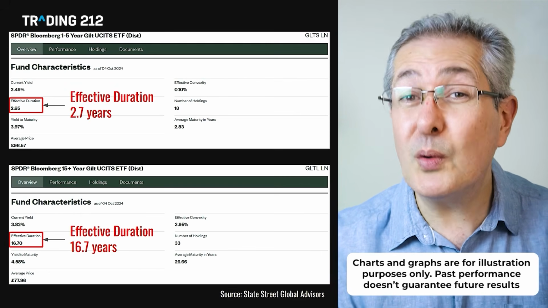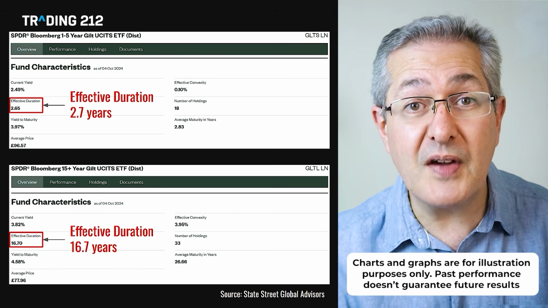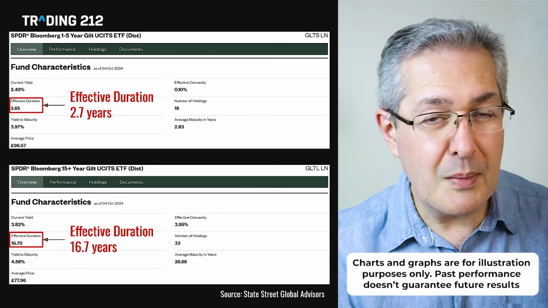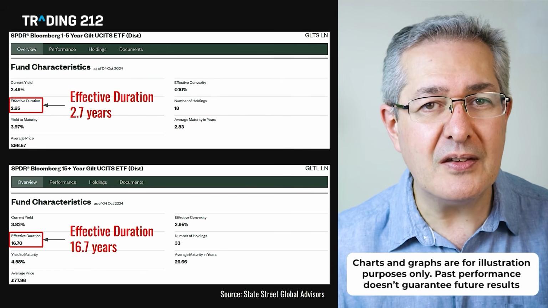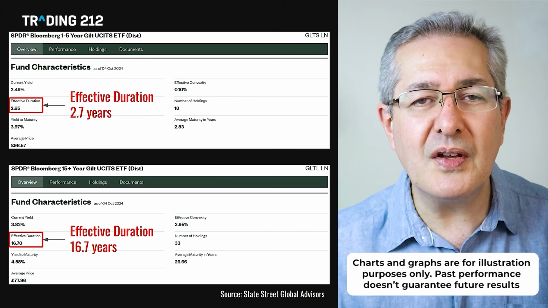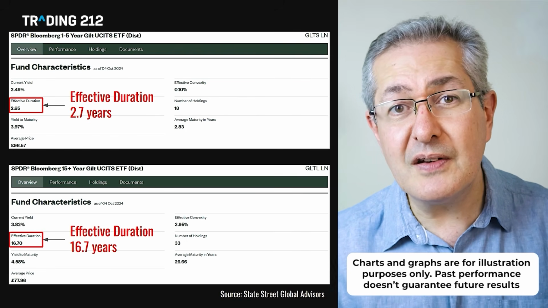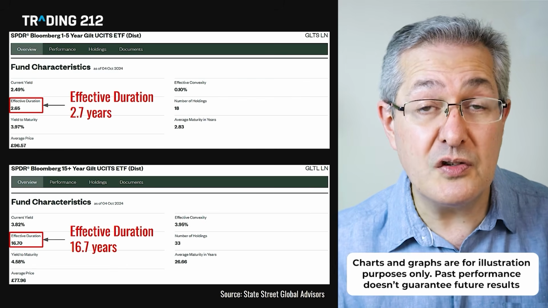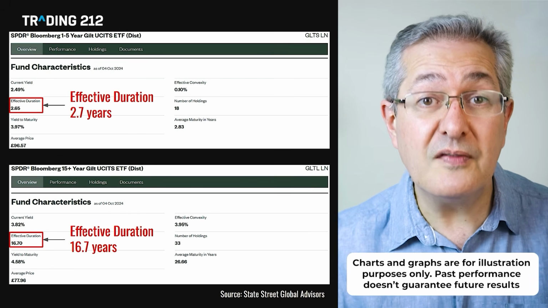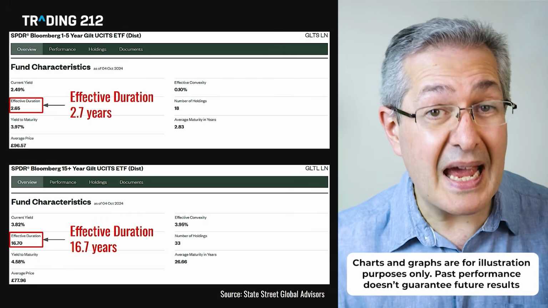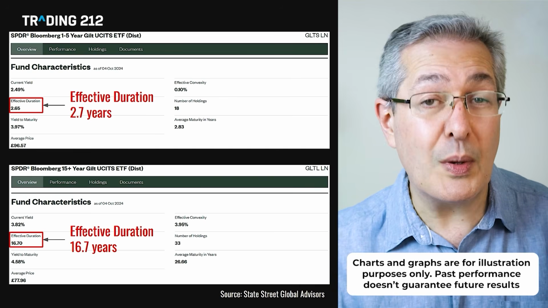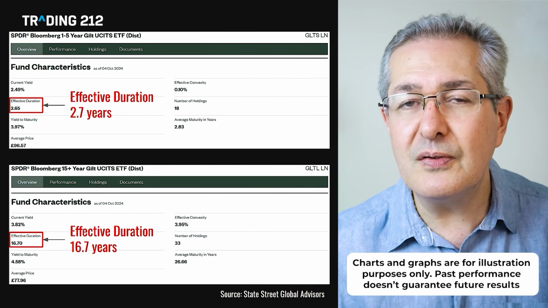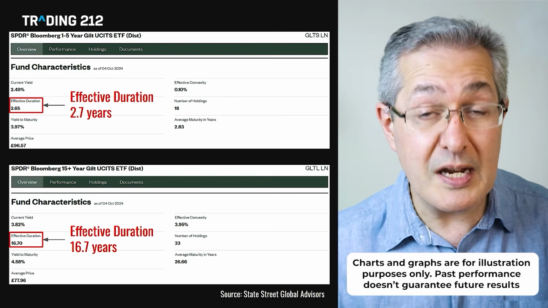The most important interest rate risk measure for a bond fund is its duration. But you may be wondering, how can you find this? Well, in the case of the two bond funds that we saw previously, you can find their duration on their fund manager's website, and their fund manager is State Street. Sometimes you'll find it in the bond's fact sheet. And of course, Morningstar, the website, is also very useful for finding these bond fund durations.